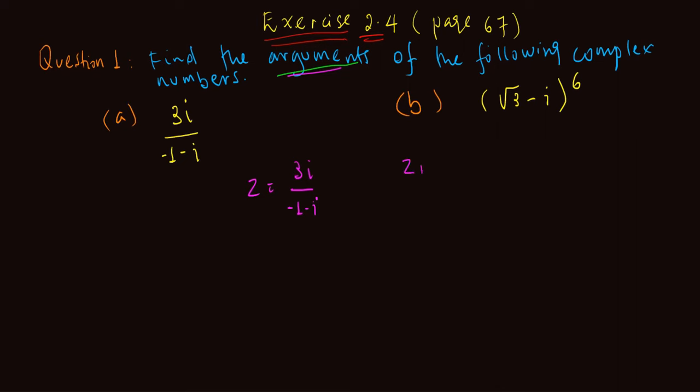You can call it z1 is equal to 3 times i, and z2 is equal to minus 1 minus i. So let's see here, the ratio.